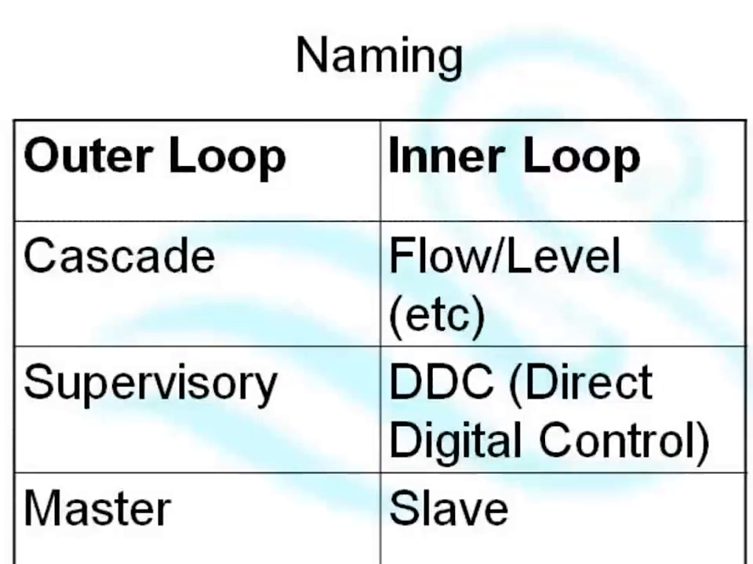Now, the conventional naming for these loops. Quite often we call the inner loop by what it does. It's the flow loop, or the level loop, or the temperature loop, or whatever. And then the next outer loop out, we would call the cascade loop. Another term we often use is we call the inner loop the DDC loop. DDC stands for Direct Digital Control. So we'd say we have a flow DDC loop, which will be the inner loop, and then we'd have a level supervisory loop.